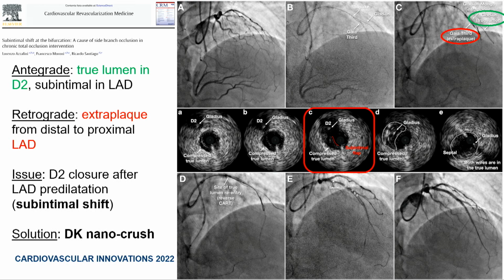Another study brings up the concept of subintimal shift in bifurcation PCI in the context of a CTO. Here we have a case where we were antegrade in the true lumen of the diagonal, but we were subintimal in the LAD. So we went retrograde, and we were subintimal or extraplaque all the way from distal to proximal. If we had just stented the LAD with a provisional approach, we would have lost the diagonal due to this subintimal plane, this dissection flap here at the diagonal ostium. So we performed a DK nano crush, obtaining a nice final result.